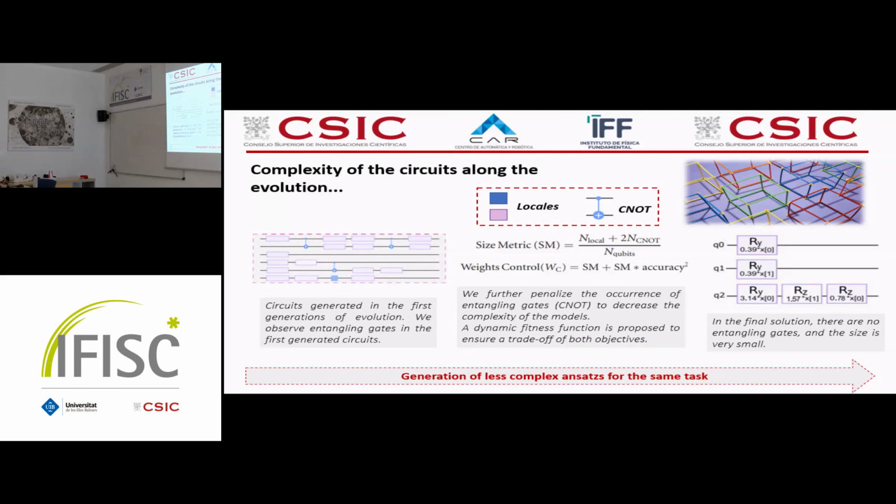It means that, let's see, if we have an accuracy of 1.0 and we have one circuit with 2 CNOTs and another with 0 CNOTs, we're going to take the one with 0 CNOTs because it's much better. It's less complexity and the same accuracy.